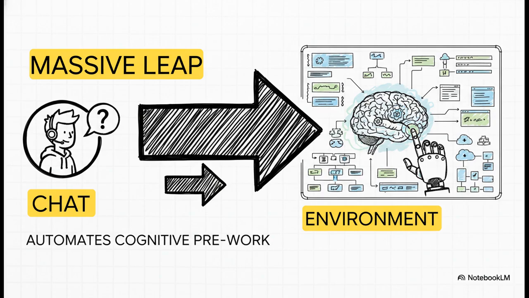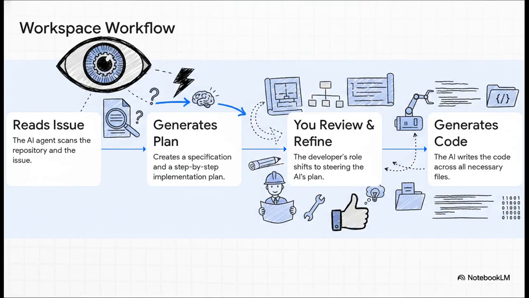And wow, this thing is a massive leap beyond just chatting with an AI. It basically automates all the hard thinking you have to do when you start a new feature or fix a bug. You give it an issue, and it does the initial cognitive heavy lifting for you. So check out how this works. The AI reads the issue from your backlog. Then, it generates a full spec and a detailed step-by-step plan for how it's going to build it.